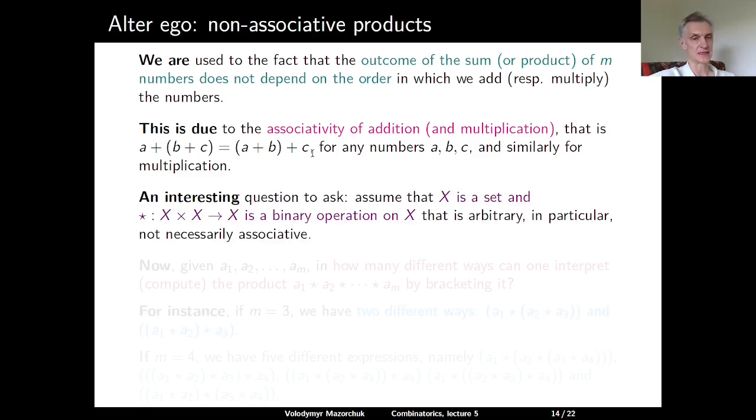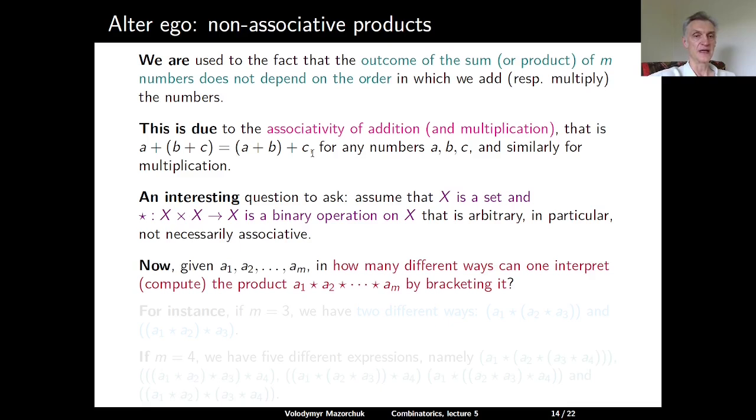Now let us ask the following question. Assume that we have some set X and a binary operation star on X. And assume that this operation is quite arbitrary, so in particular not necessarily associative. Now, given m elements in our set, a_1, a_2, and so on, a_m, in how many different ways can we compute the product of these m elements, a_1 star a_2 star and so on star a_m? This is not well defined. If the operation is not associative, we need to specify in which order we multiply these elements. So we need to put brackets. We say we multiply this first, and then next that, and so on.